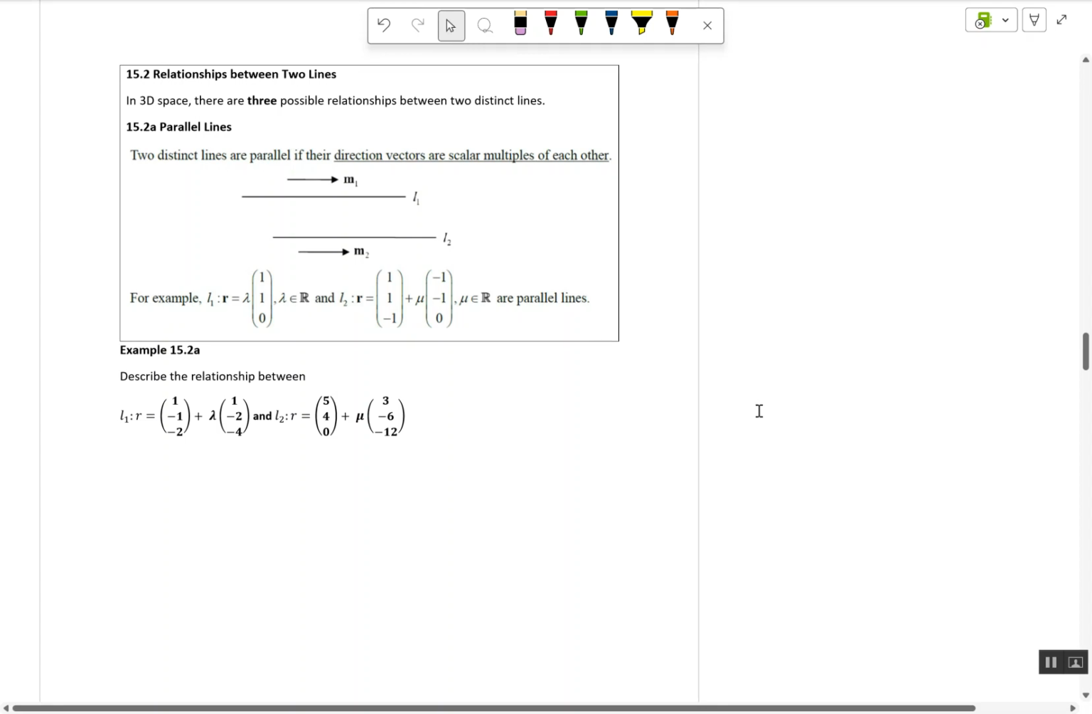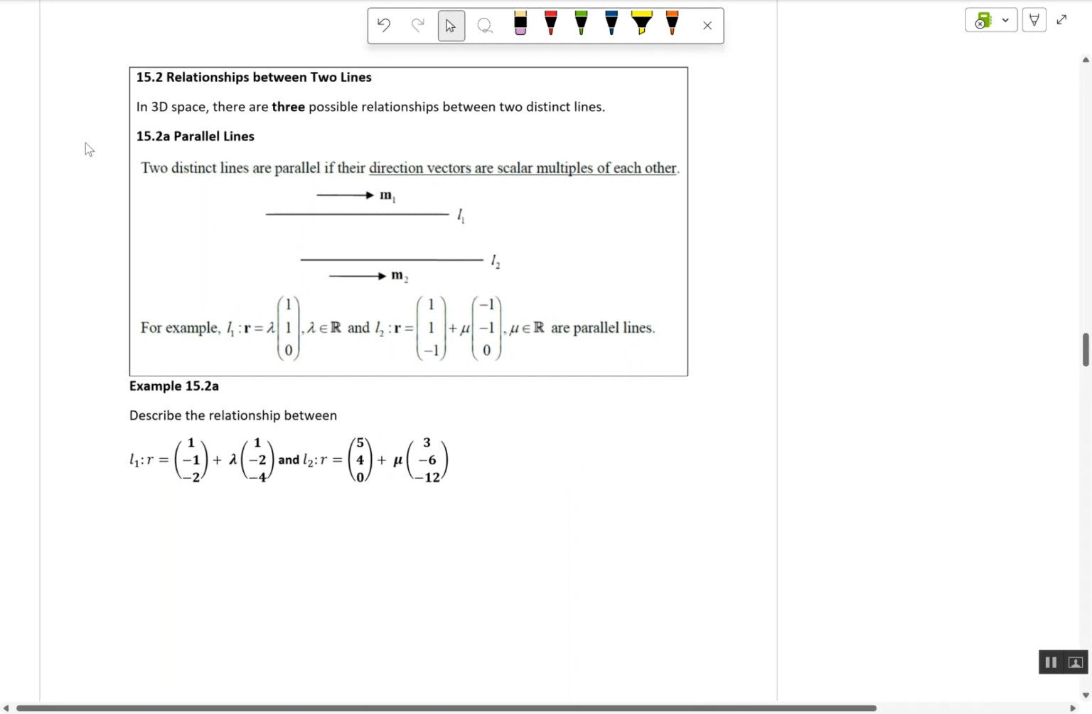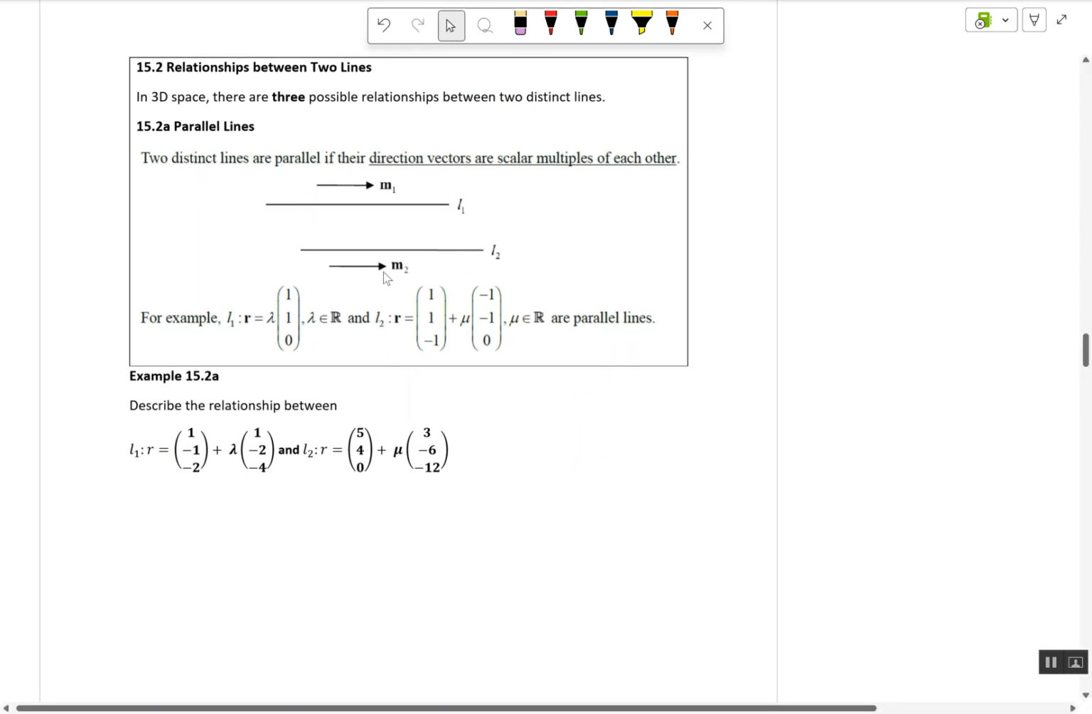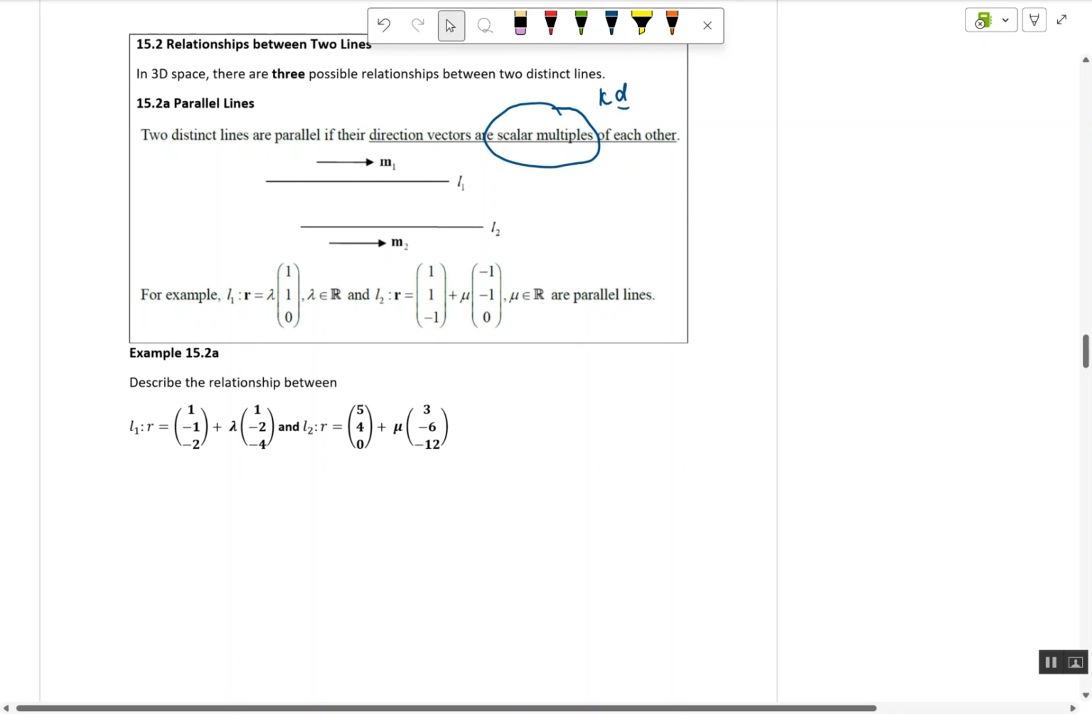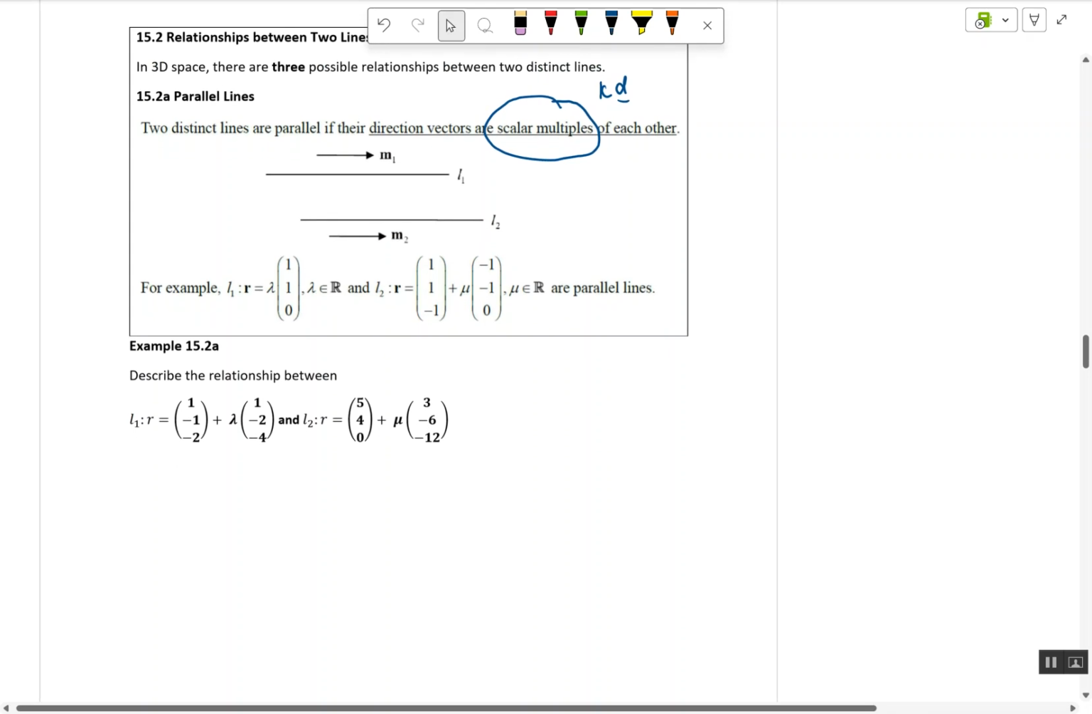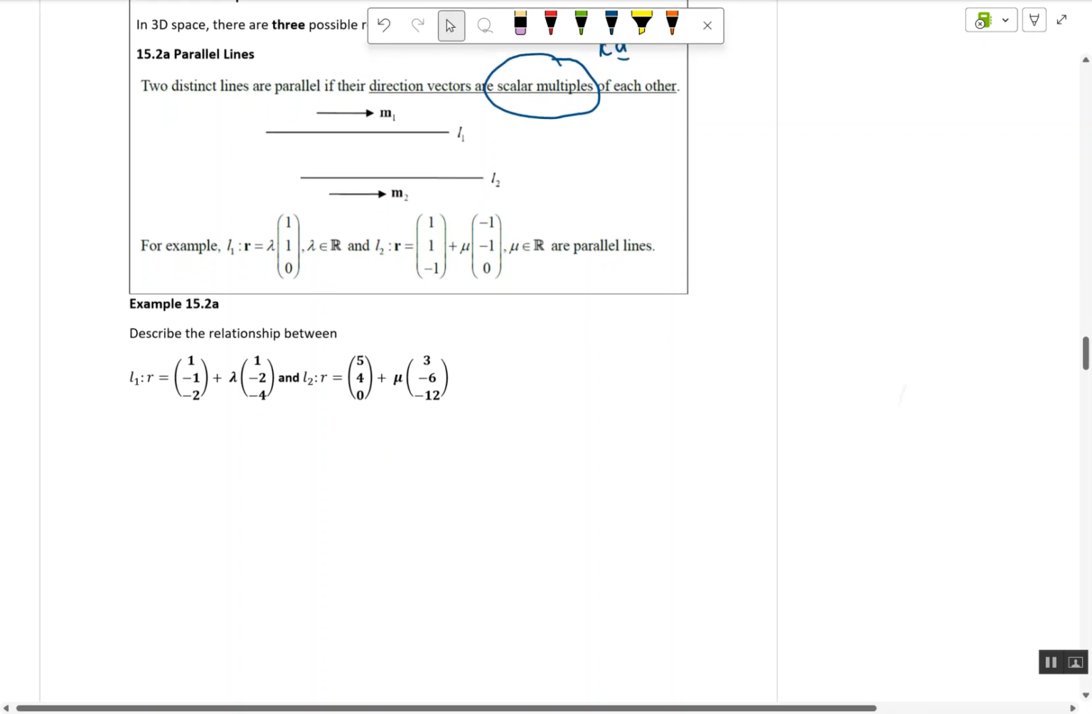This next part, we are talking about these three different relationships between two lines. First, two lines can be parallel as long as you observe that the direction vectors are scalar multiples. Remember what a scalar multiple is in vectors: one is k times the other. And they must not go through the same point. If they go through the same point, then they will be on top of each other, right?